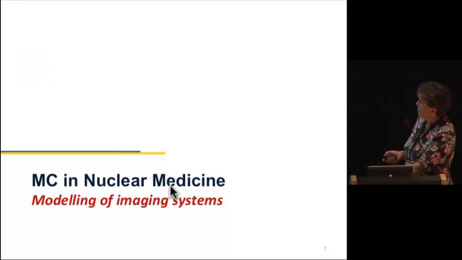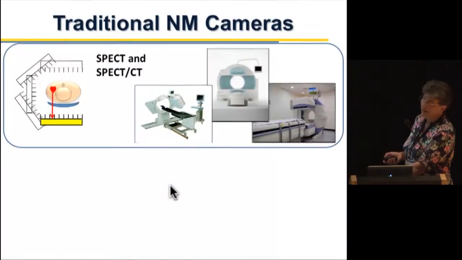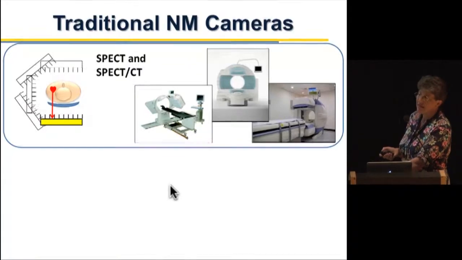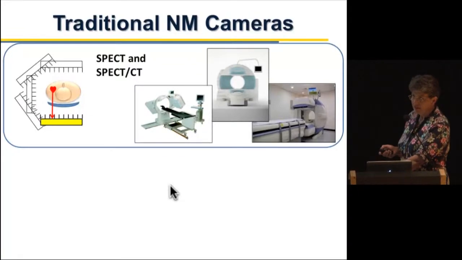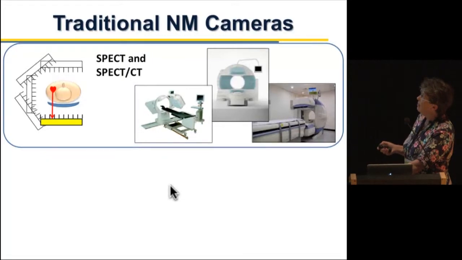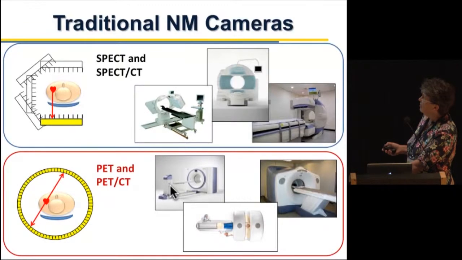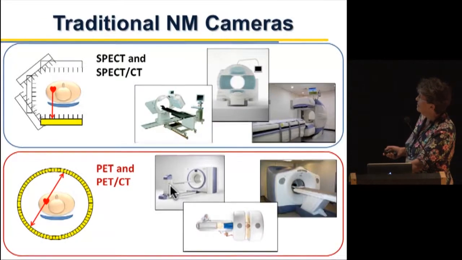So, modeling of imaging systems. Those are some of the traditional systems for SPECT or SPECT-CT, where the camera has one, two or more heads. Now the majority of systems have two heads. Some of them, with CT, rotate around the patient to collect data. Or it is PET, and those are some of the PET systems and PET-CT systems.